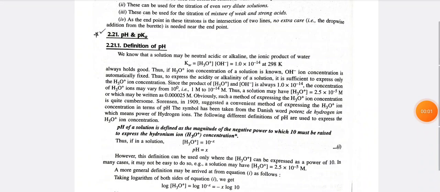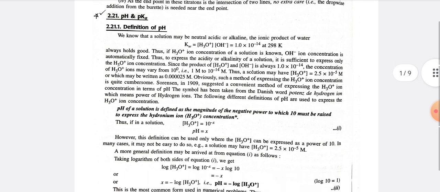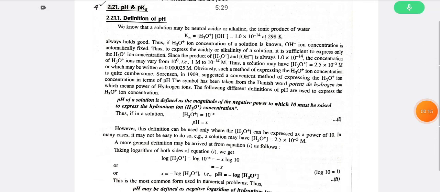Good morning. In this video, I am describing the physical chemistry chapter Electrochemistry from Pradeep's book published by Dr. S.C. Khetrapal. The topic of the chapter Electrochemistry is pH and pKa.